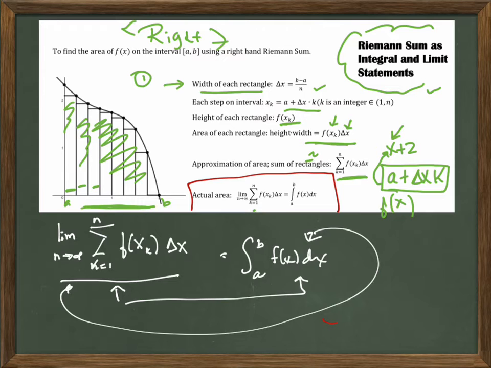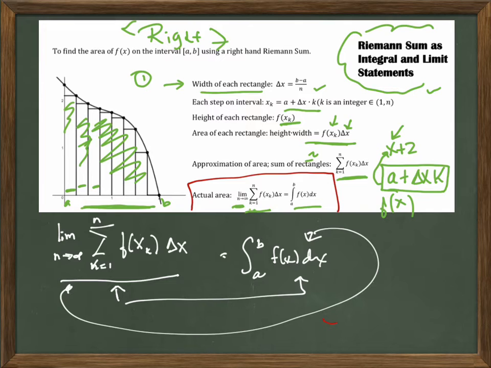Now, if you want the actual area, you take the limit as the number of rectangles goes to infinity, so that I get more and more rectangles and they're smaller and smaller, okay? And then you take the sum of that, and by the time we're done with that, we can turn it into an integral.